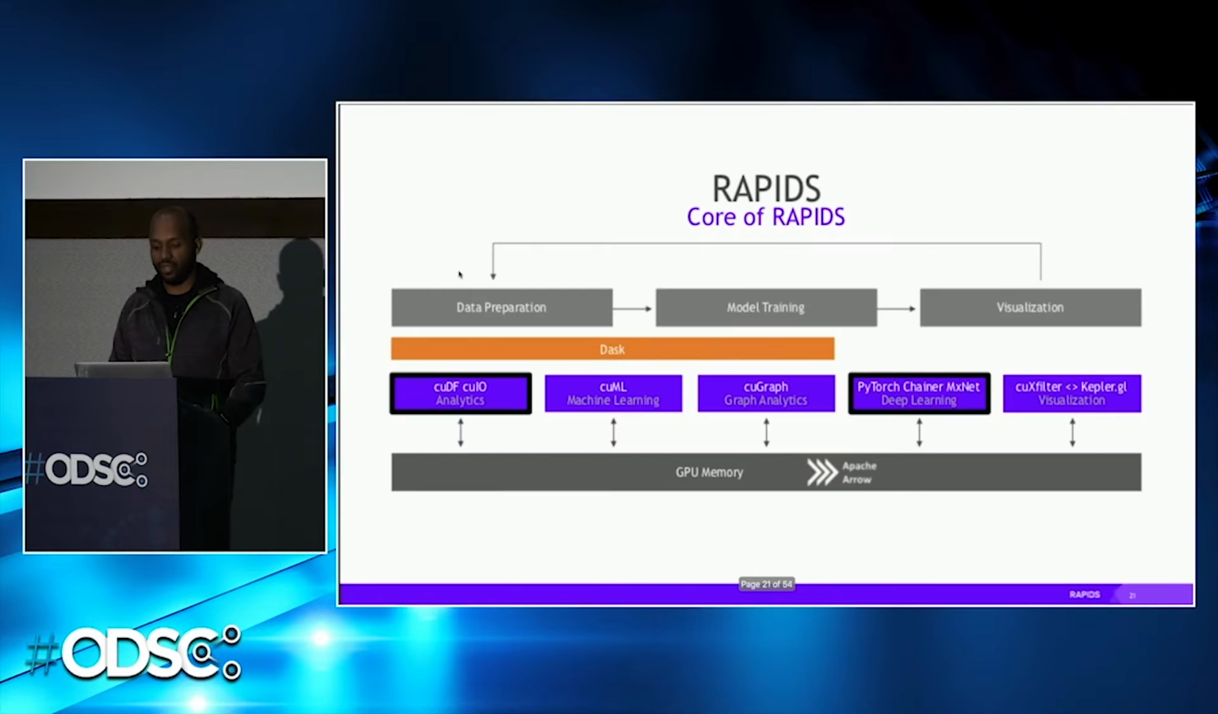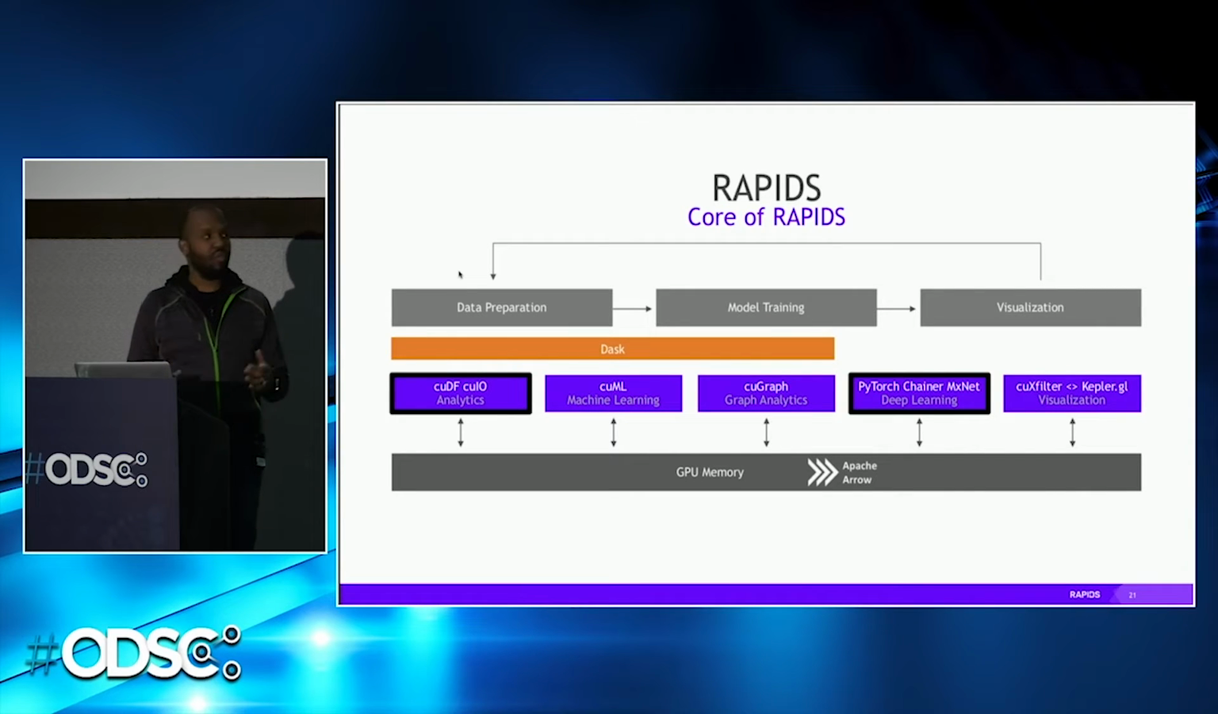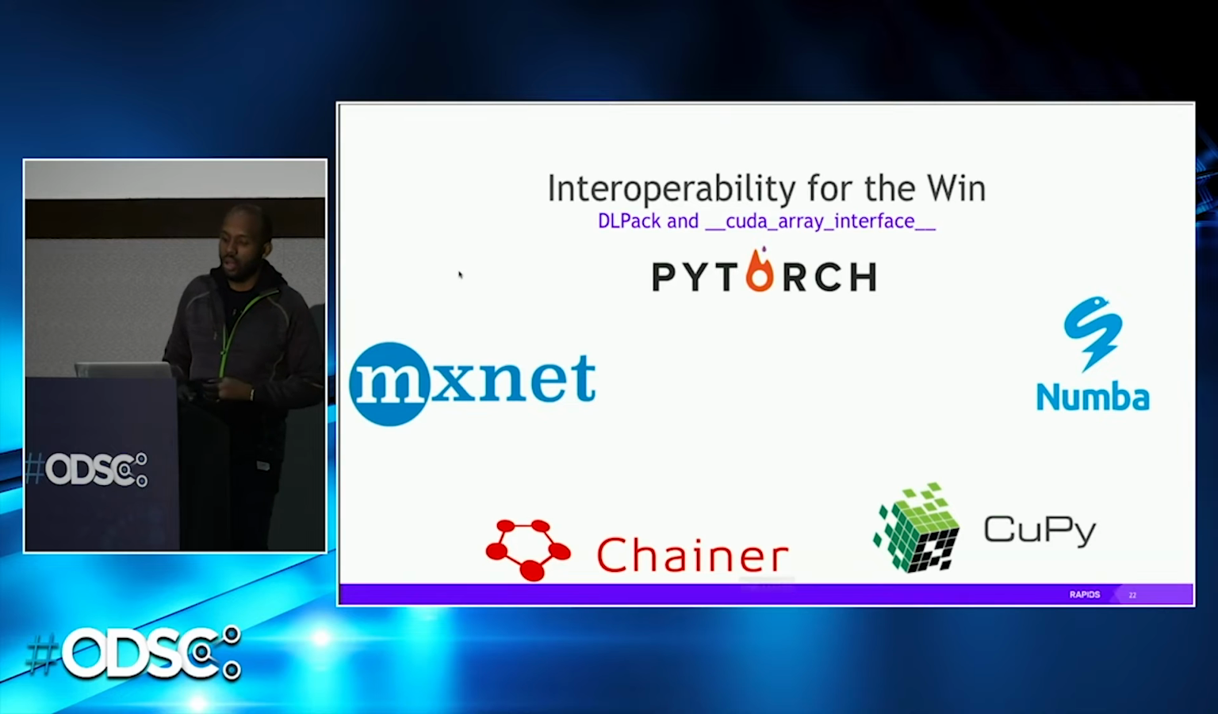And ETL is not just data frames. And so while RAPIDS focuses on the tabular part of traditional data science, we want to have clean hooks into deep learning. And so quick show of hands.